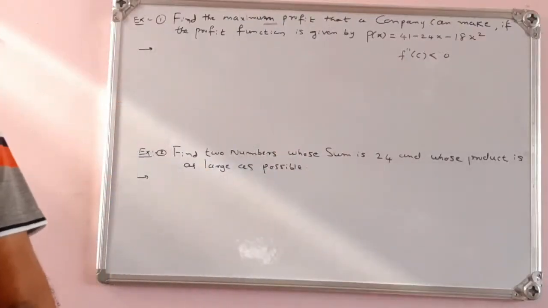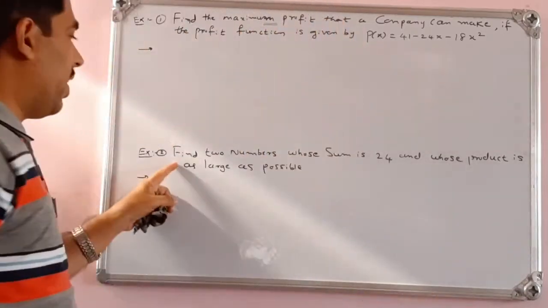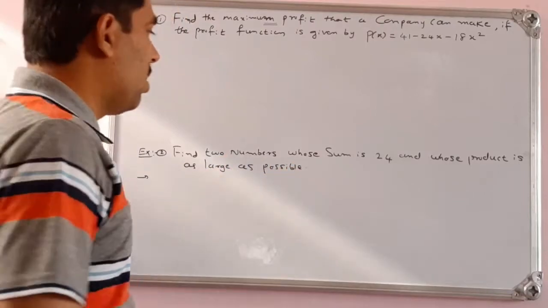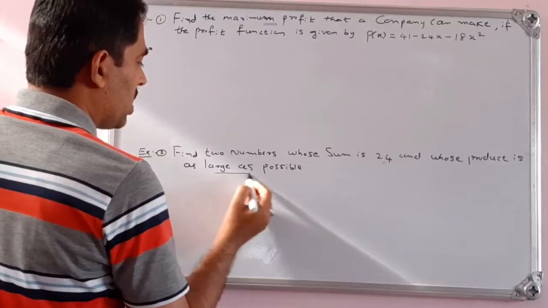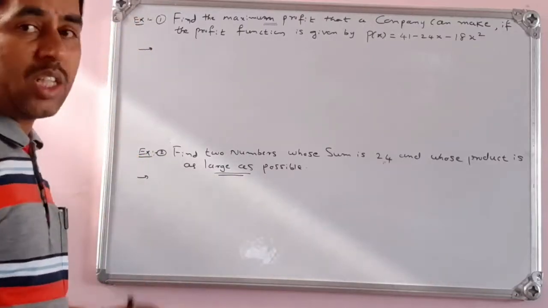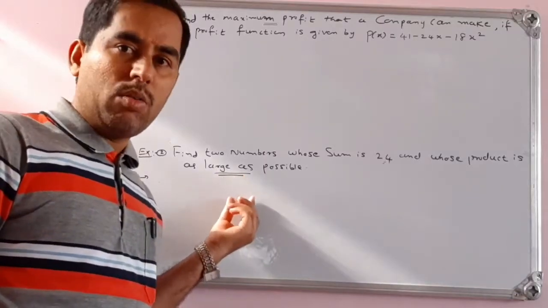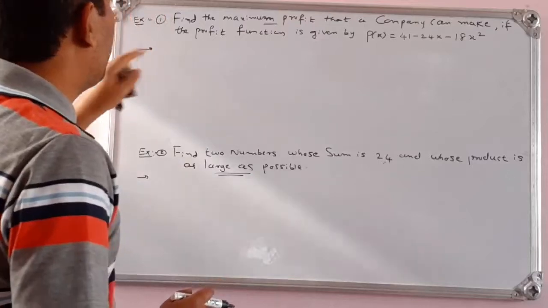Then in the second example, I will explain here only. Find 2 numbers. This is also a 2 marks question. Find 2 numbers whose sum is 24 and whose product is as large as possible. That also indicates maximum, which means the second order derivative in this problem should be negative. Let us consider the first one.